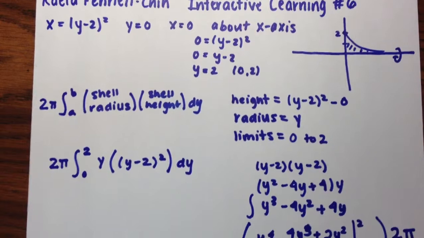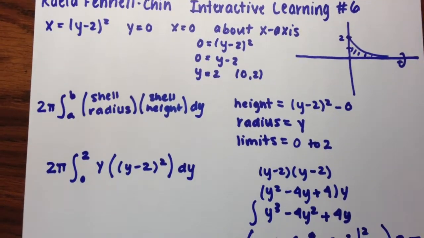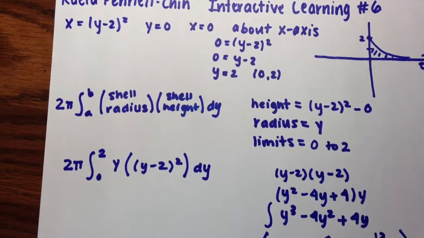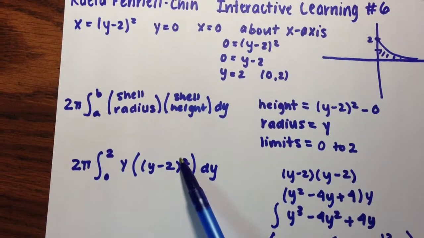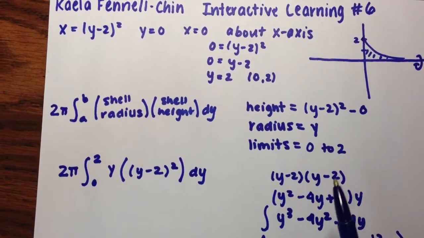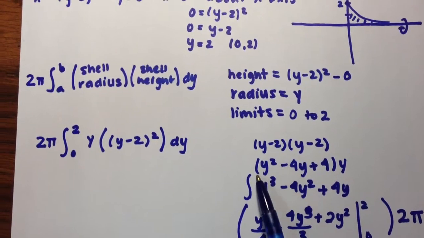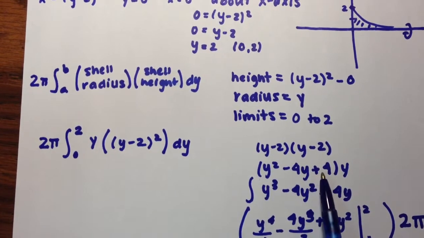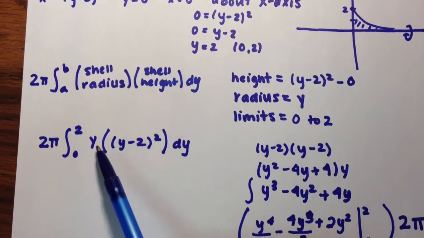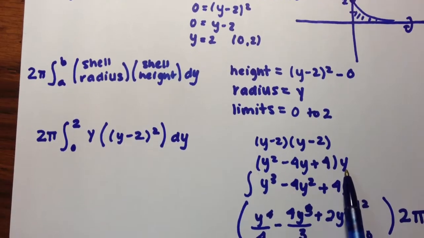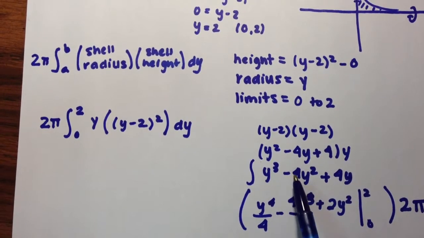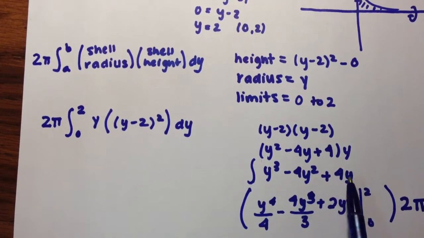So now that we are about to simplify and take the integral, we're going to have this here, and we're going to FOIL it out and see what we get. If you multiply this by this, we get y squared minus 4y plus 4. Don't forget the other y, so you have to distribute this y in now. So we're going to have y to the third minus 4y squared plus 4y.